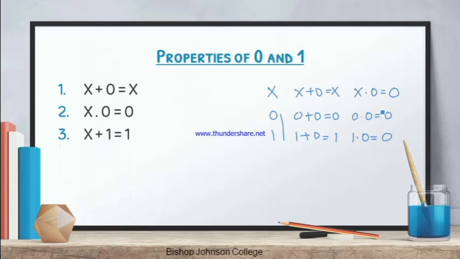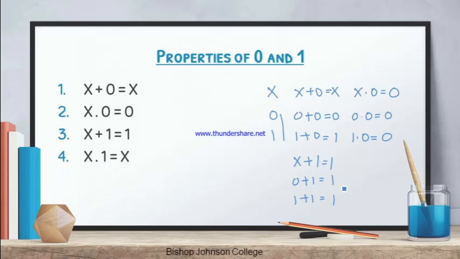Third is X plus 1. When X is 0, it is 0 plus 1, and when X is 1, it is 1 plus 1. 0 plus 1 is 1 and 1 plus 1 is 1. So in any situation, 1 plus anything will always be 1.